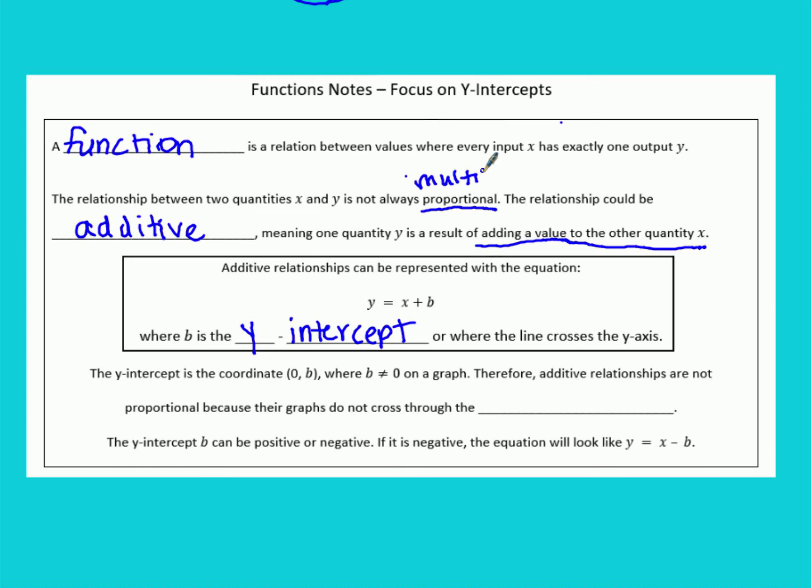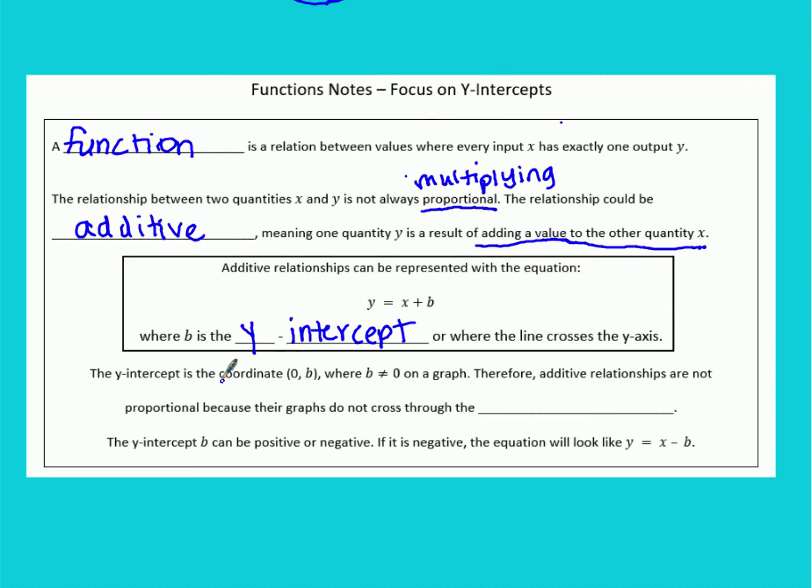But now we're going to be talking about how you add something to x to get y, and this is going to give us an additive relationship, which is not going to be proportional. So the additive relationships we'll be looking at can be represented using the equation y equals x plus b, and b means that's the y-intercept, or where the line crosses the y-axis. So y-intercept kind of sounds like y-intersect, and so you can remember that wherever the line is intersecting the y-axis will be the y-intercept.